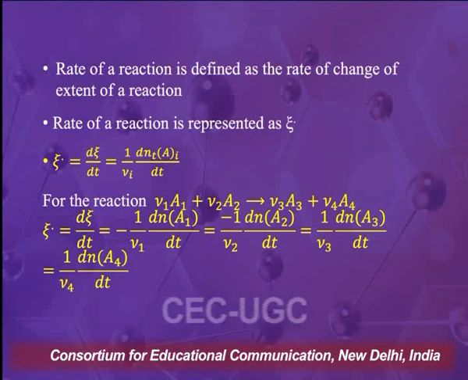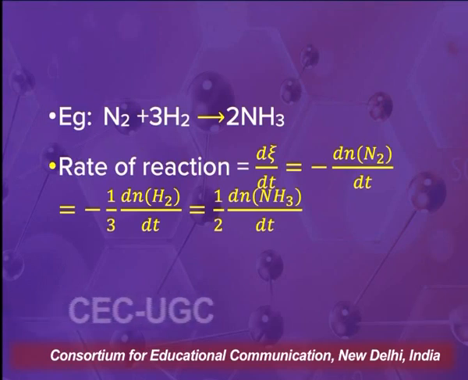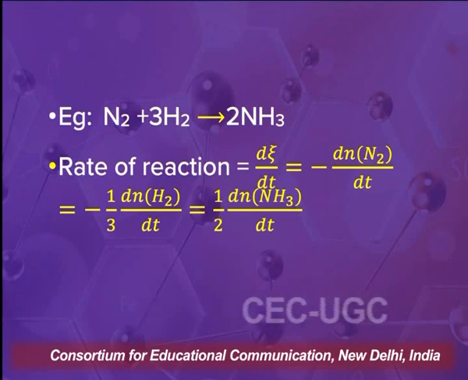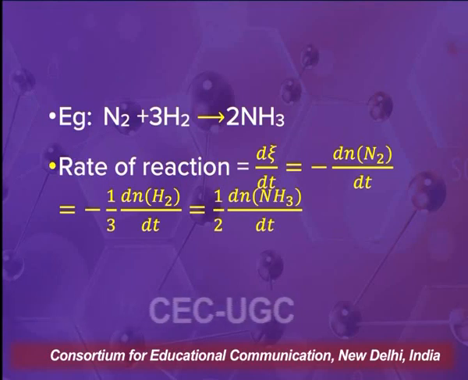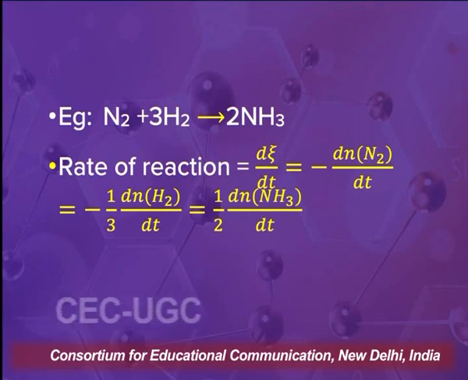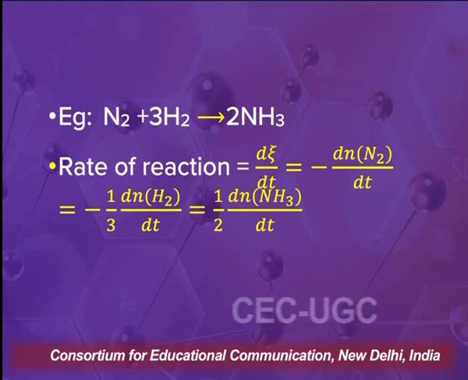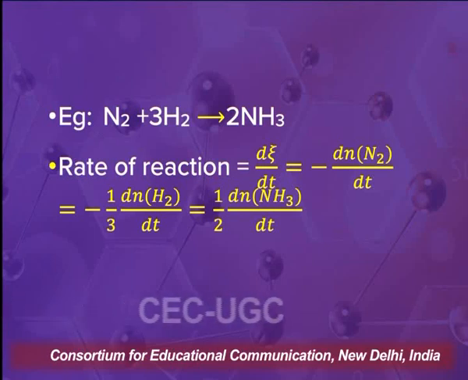If we have the reaction N2 + 3H2 gives 2NH3, the rate of the reaction can be written in terms of the rate of disappearance of the reactants, that is nitrogen and hydrogen, and it can also be written in terms of the appearance of the product. So, the rate of the reaction can be written as -dN_N2/dt, which is equal to -1/3 dN_H2/dt, which is equal to 1/2 dN_NH3/dt.